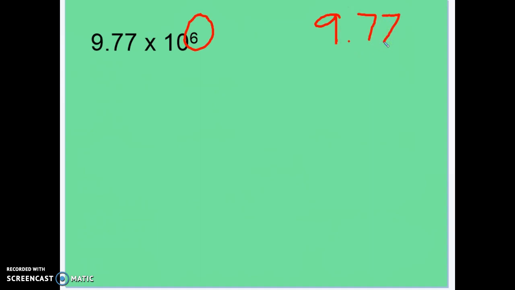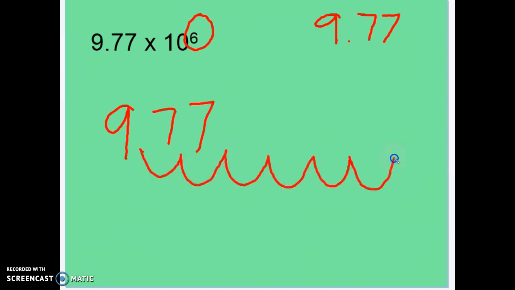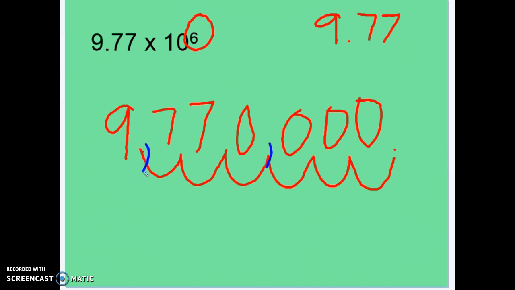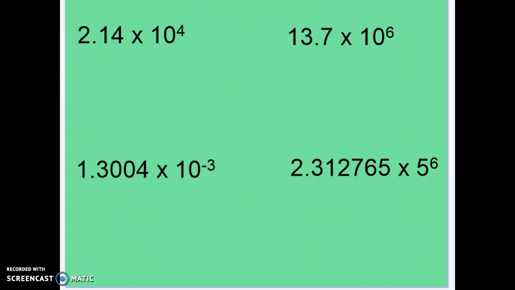Well, an easy way to do that is to identify what your exponent is, and because it's positive, we're going to move our decimal 6 spots to the right. So I start with 9.77, I move it 1, 2, 3, 4, 5, 6, decimal's now there. Each one of those loops gets filled in with a 0. So my very large number is simply just what I have here as 9,770,000.